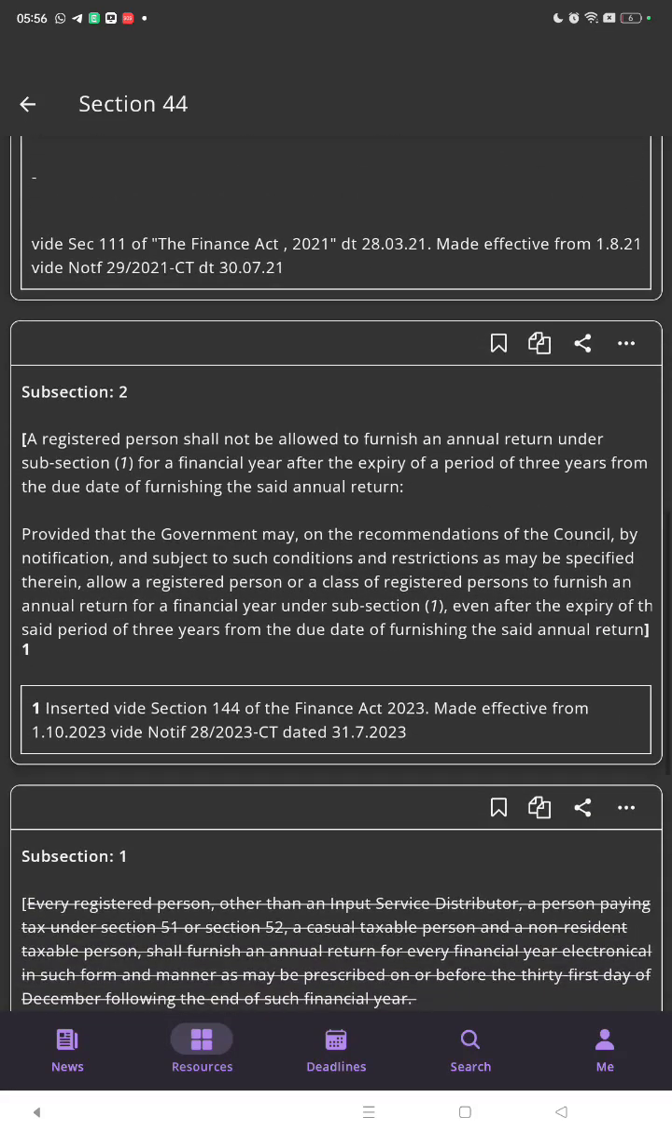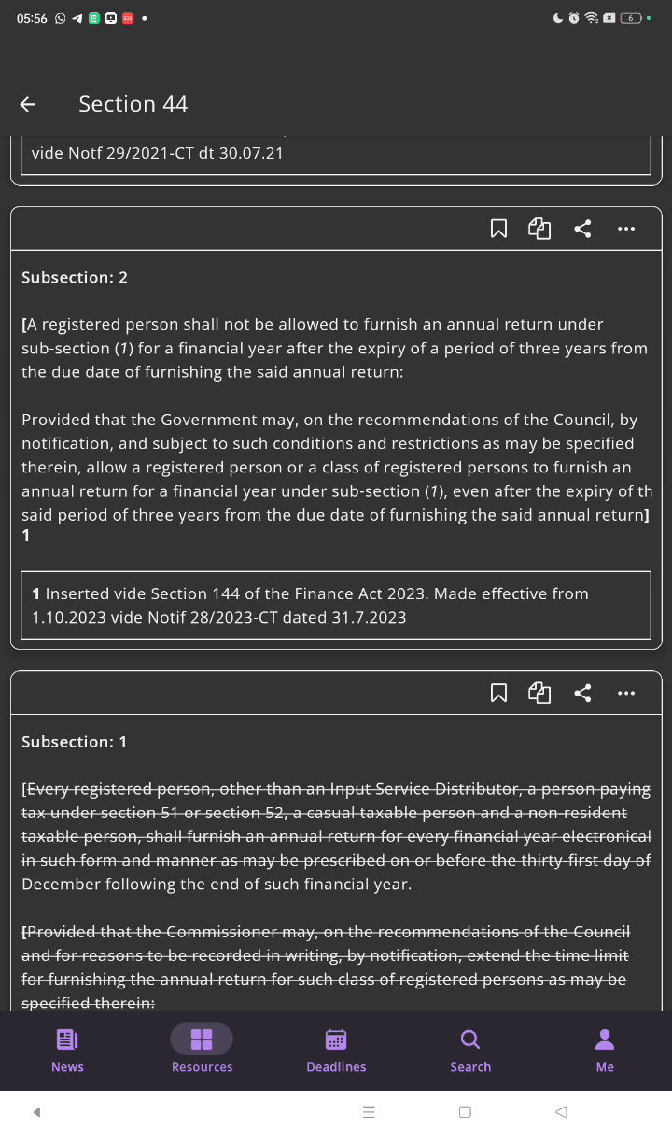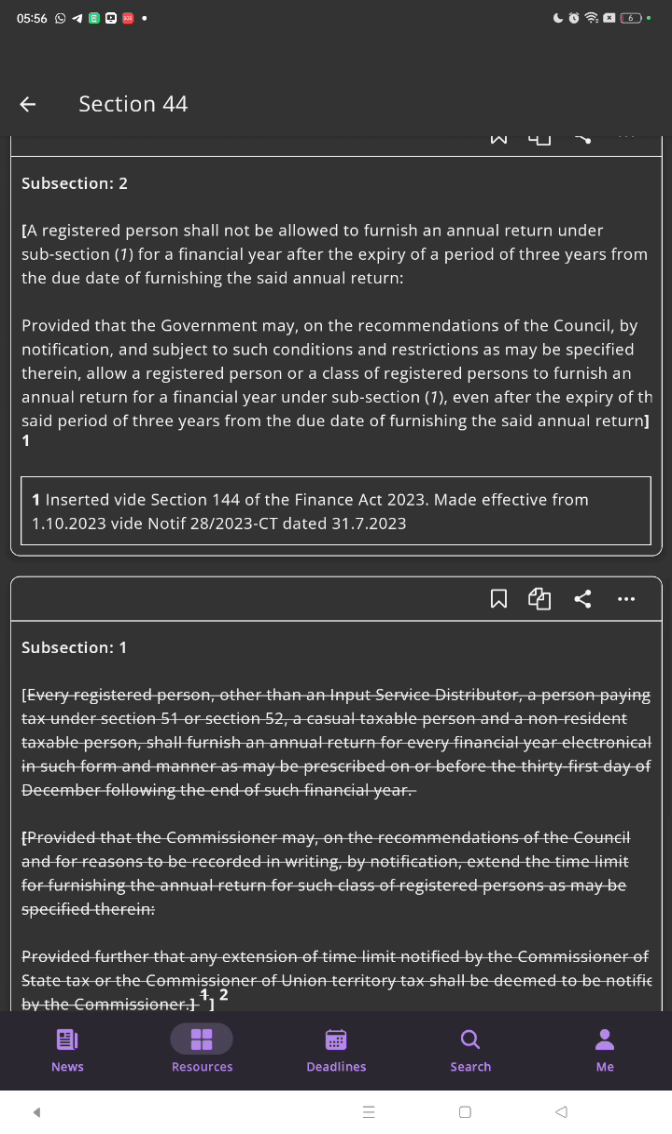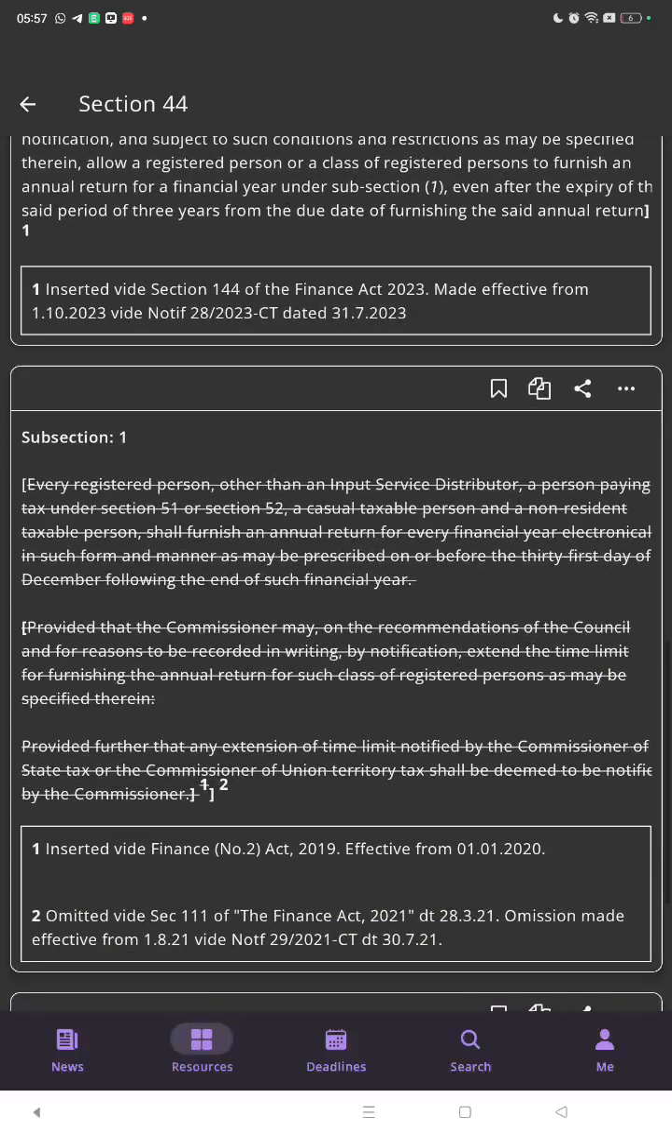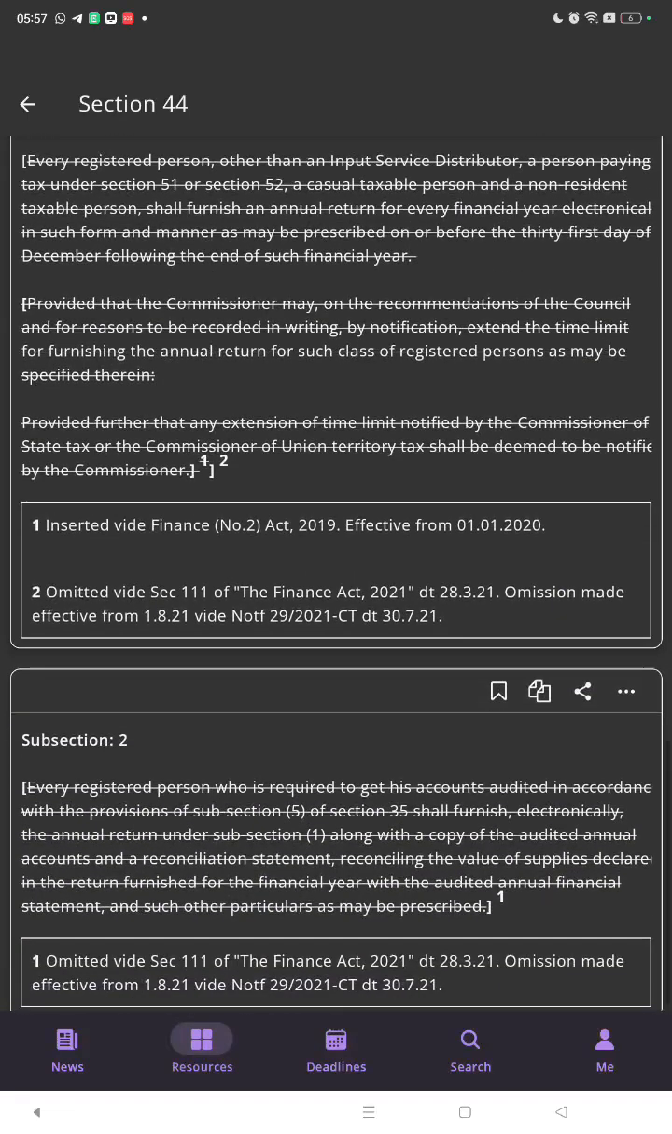Subsection 2: a registered person shall not be allowed to furnish the annual return under subsection 1 for the financial year after the expiry of the period of 3 years from the due date of furnishing the said annual return. Provided that the government may, on the recommendation of the council, by notification and subject to such conditions and restrictions as may be specified, allow a registered person or a class of registered persons to furnish the annual return for the financial year under subsection 1 even after the expiry of the said period of 3 years from the due date of furnishing the said annual return.